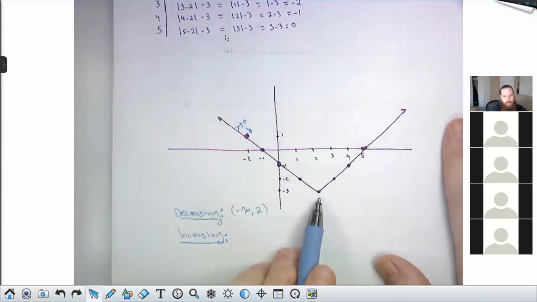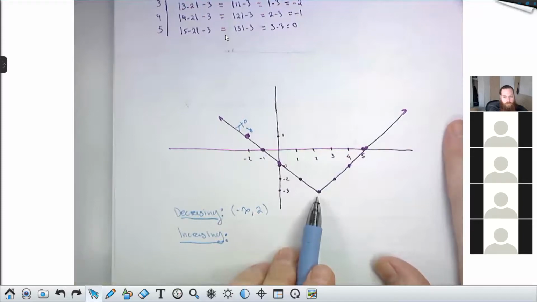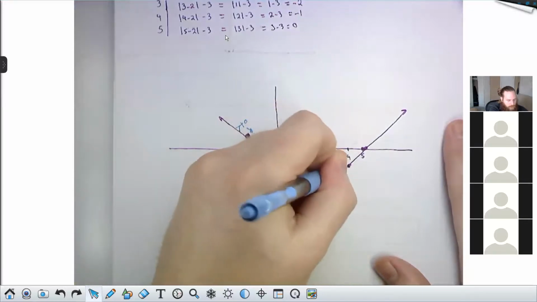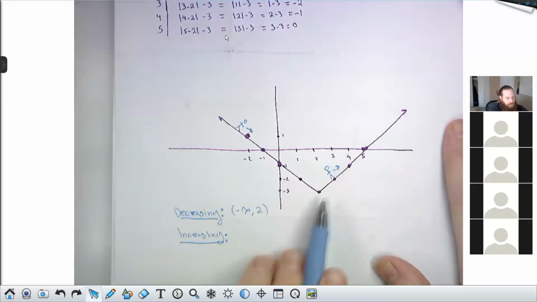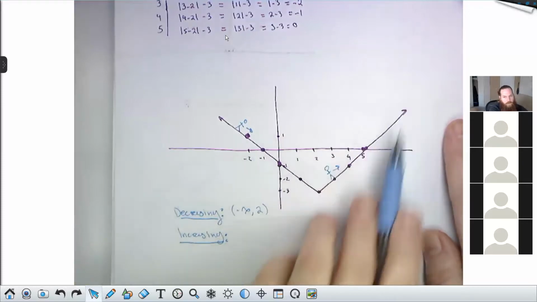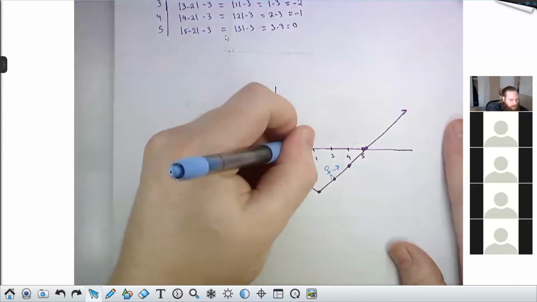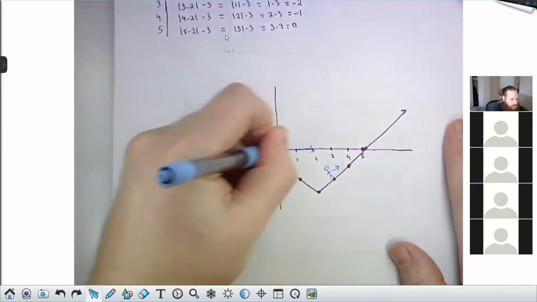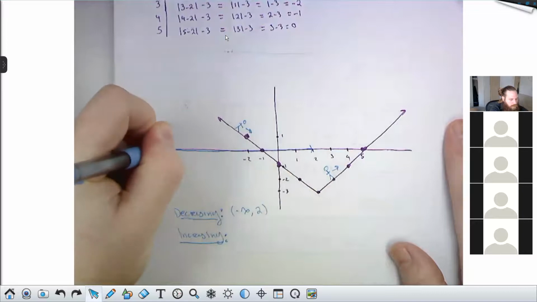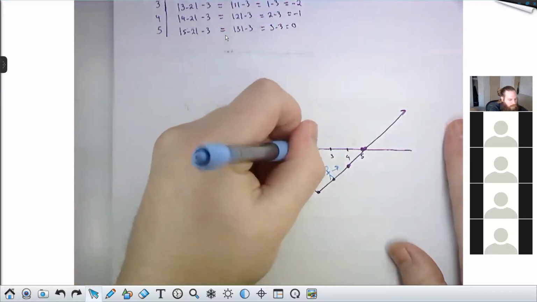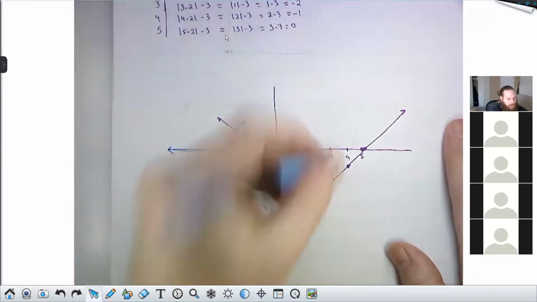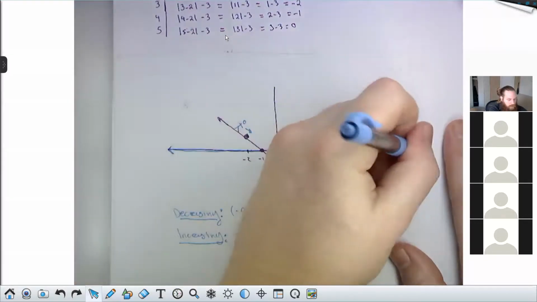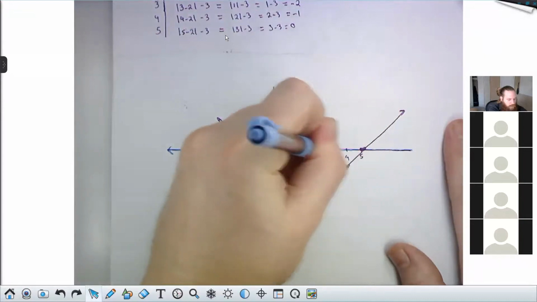And again, at this point, I'm neither decreasing nor increasing. So I don't include 2. And then I'd be going uphill everywhere to the right of there, yeah? So I'll be increasing everywhere from 2 all the way off to infinity. And remember, we're always thinking of these as intervals of x values. So the interval of x values on which I'm decreasing is this one. And the interval of x values on which I'm increasing is this one.